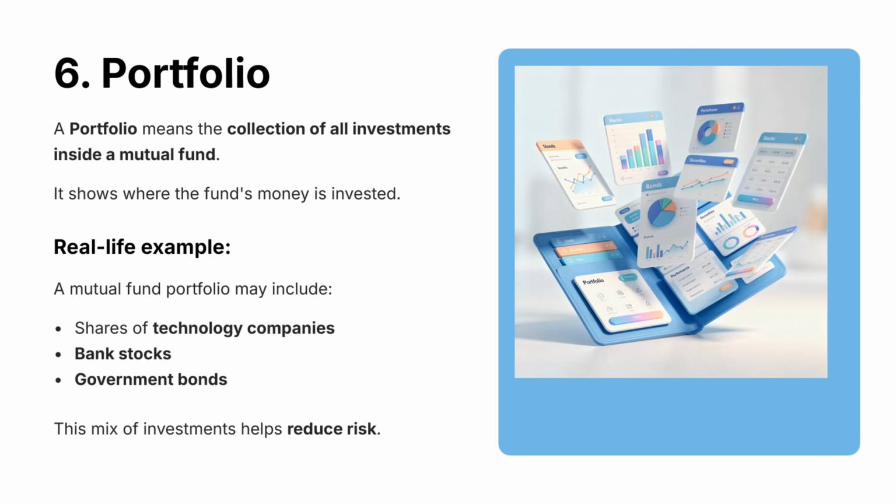Sixth one is portfolio. A portfolio means the collection of all the investments inside a mutual fund. It shows where the fund's money is invested. Now we will see the real life example. A mutual fund portfolio may include shares of technology companies, bank stocks, and government bonds. This mix of investments helps to reduce the risk.